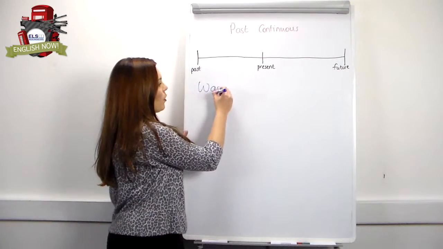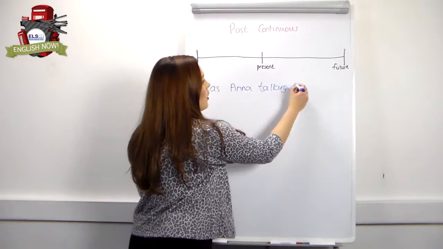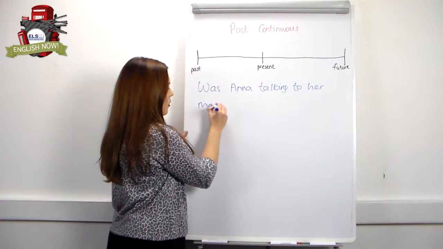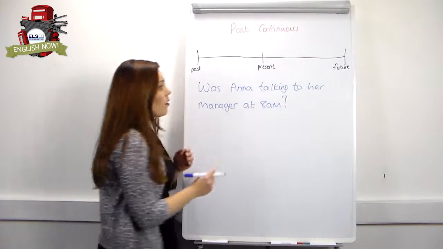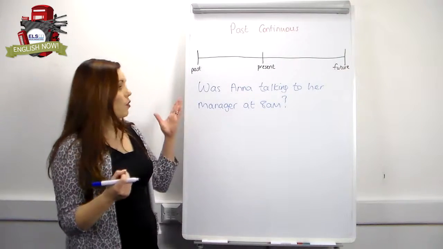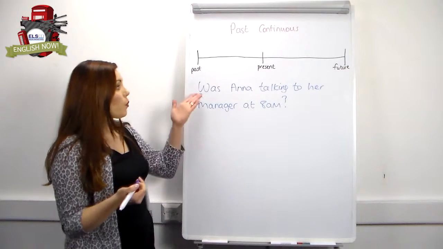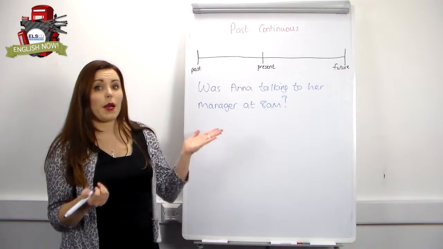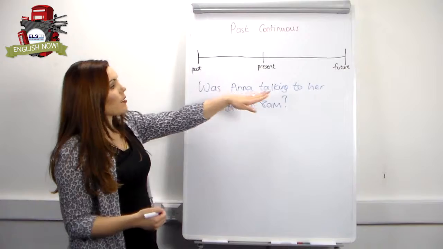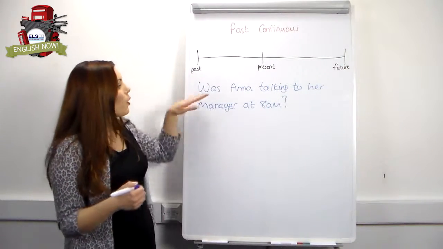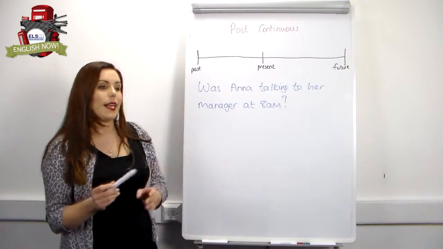So as a question, was Anna talking to her manager at 8 a.m.? The sentence structure for this question is the same as the sentence structure for a question in the present continuous. We start with be, and again, because it is the past, we change it to the past form of be, which is was. Then the subject, followed by the verb plus ing. Was Anna talking to her manager at 8 a.m.?